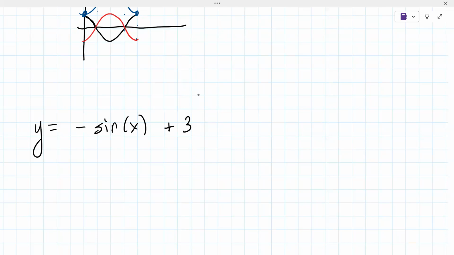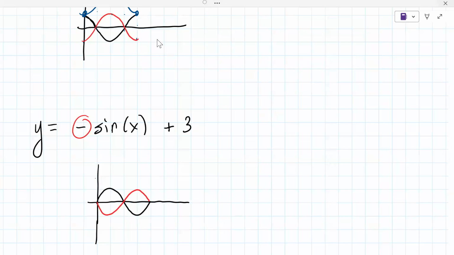I think I did it. Okay. All right. So again, I'm trying not to do any period changes just because that adds to complexity. But that's the parent function. So this time the negative flips it like that. It's kind of a cool look. And then the +3, every single point goes up 3.